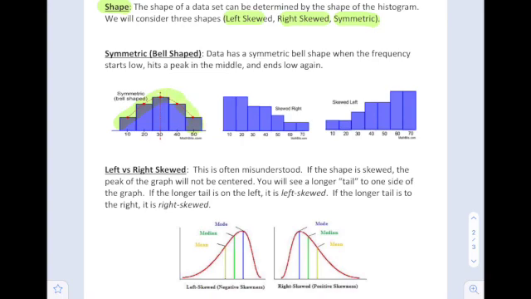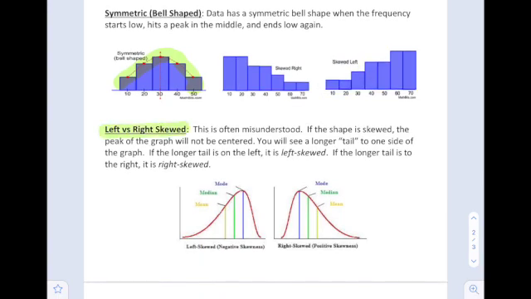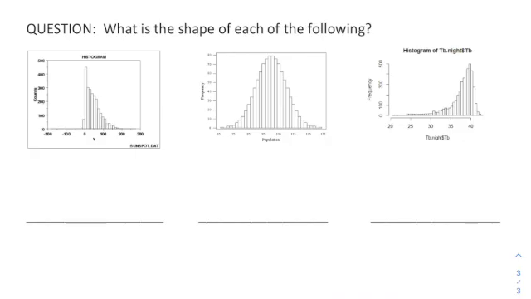A right skewed graph will feature a tail to the right side of the graph, where a left skewed graph will feature a tail to the left side of the graph. This is summed up here with these two pictures. Let's finish things off by taking a look at three examples and determining their skewedness.